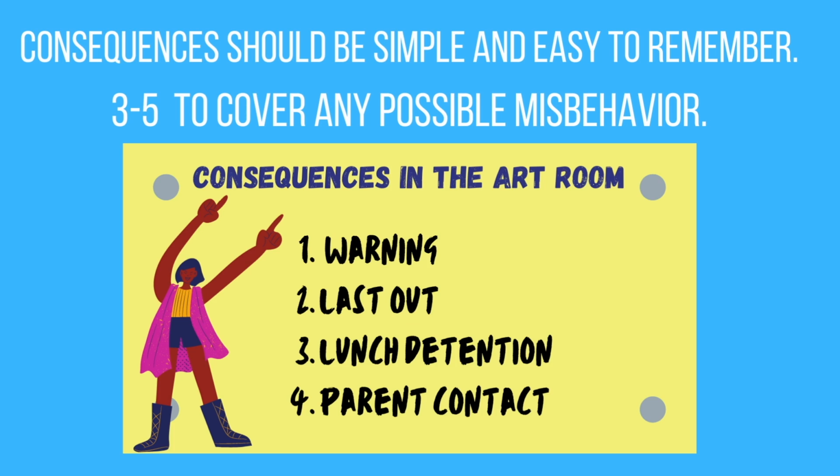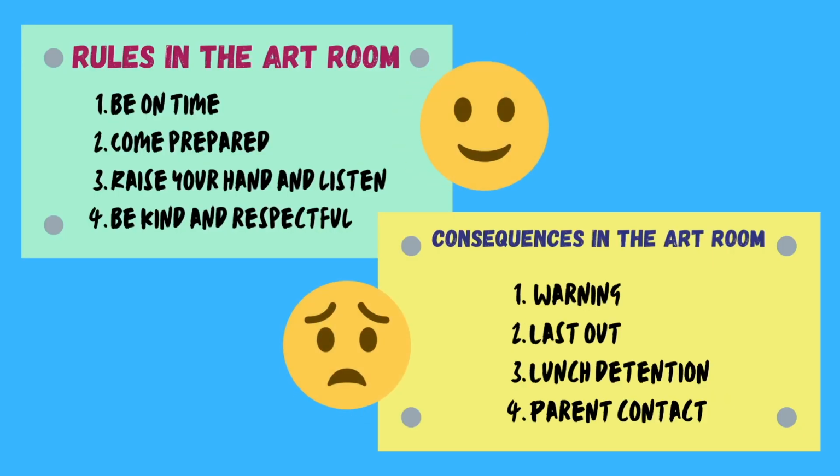Consequences are similar to rules, as they should be simple and easy to remember. There should be 3 to 5 to cover any possible misbehavior. They should also be sequential. So maybe start with a warning, maybe a seat change. Last out is when I keep a student after class to have a private conversation with them. You can move to lunch detention after that, and then parent contact or even an administrative write-up depending on the offense. Both the rules and the consequences should be posted somewhere in the room so that the teacher or the students can refer back at any time.